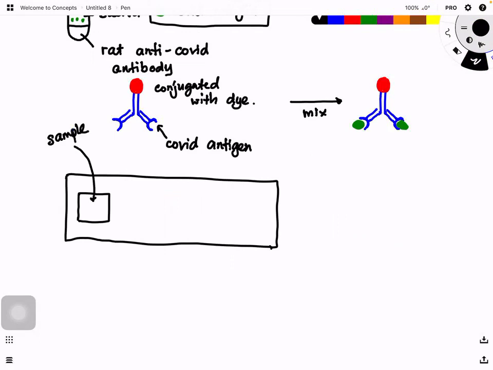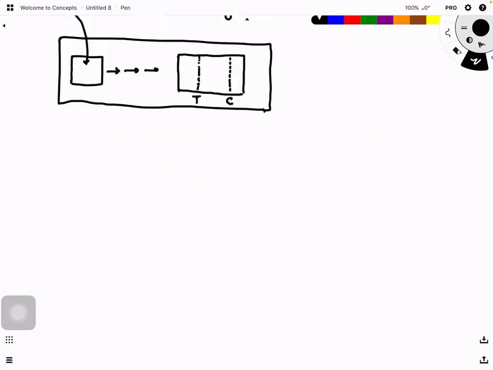Because this person is COVID positive, the sample will actually form this. Can you see that? Now, capillary reaction takes place. So you put a sample, and because of capillary reaction it continues to move. And at the T and the C here, we don't see anything yet. Actually, they do have something here. So what actually happened in T and C?